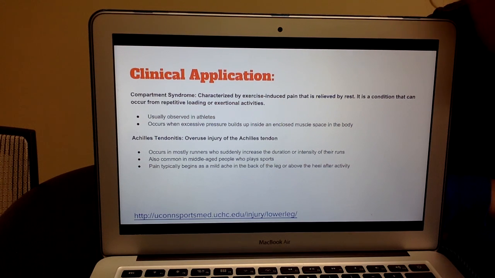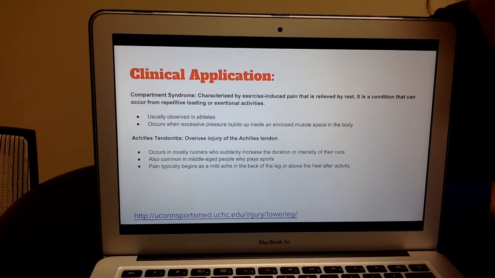So the first one, compartment syndrome. This is an exercise-induced pain, but it is relieved by rest. It usually occurs from repetitive loading exercises or activities. A lot of times you're going to see this in athletes. It usually occurs with excessive pressure that builds up in the muscle space in the body. So it's really important to educate your patients on rest and why this is happening to them.